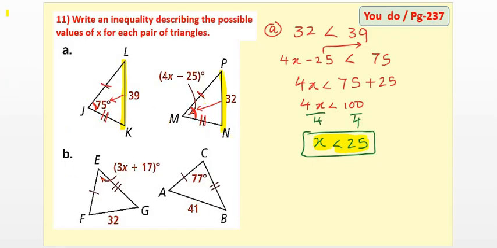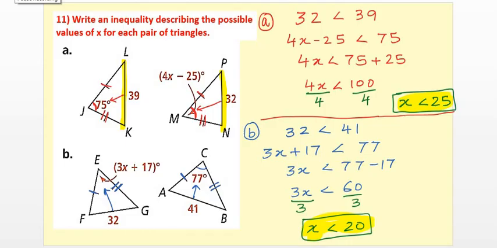Now better pause the video here and solve B part on your own. So here is the correct answer for B part.